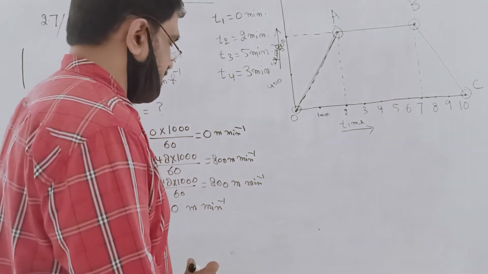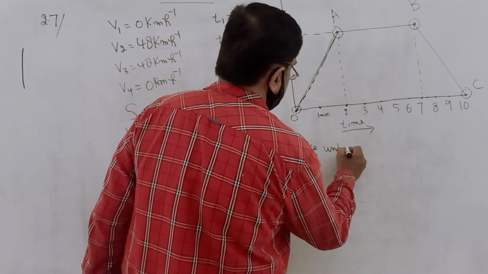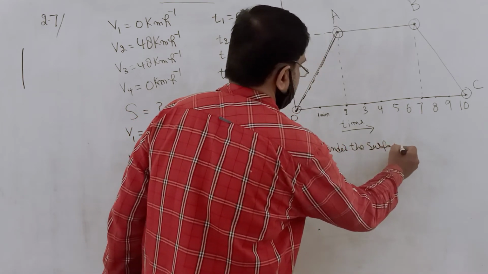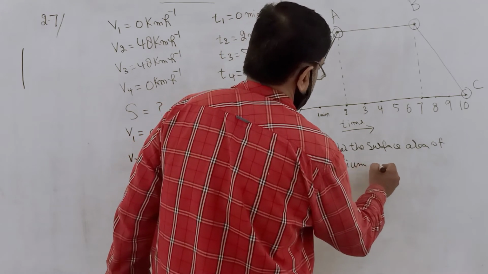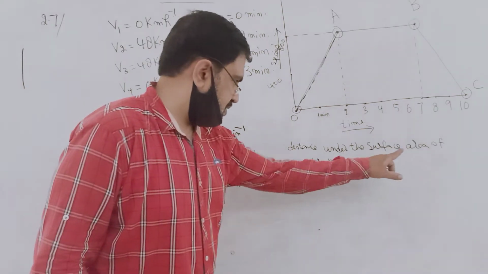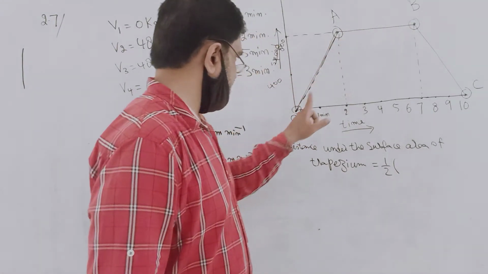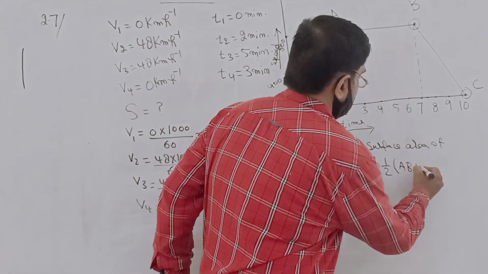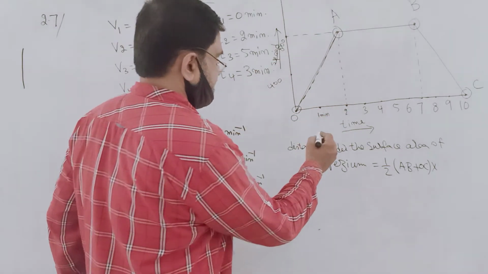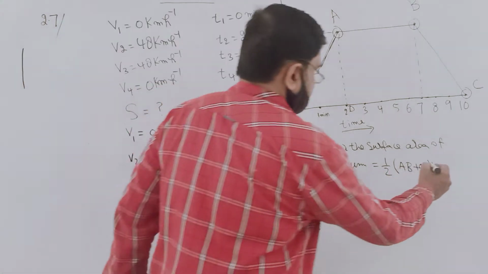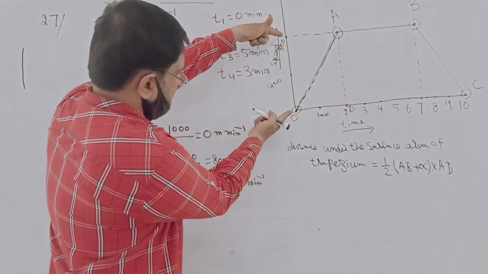And we know the formula of trapezium. Distance under the surface area of trapezium is equal to 1 over 2 times the sum of two parallel sides, and the two parallel sides are AB and OC, into height, and height is AD, where D is named as shown. AD is equal to 800. Write values.